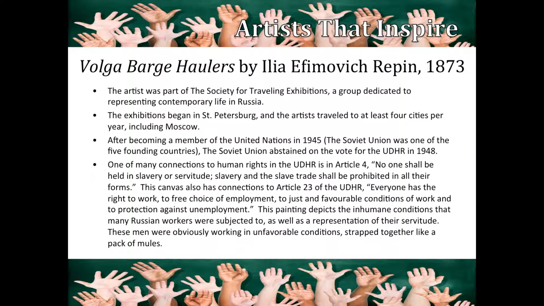After becoming a member of the United Nations in 1945, the Soviet Union abstained on the vote for the United Declaration of Human Rights in 1948. One of many connections to human rights in the UDHR is found in Article 4, and it has another connection in Article 23. This painting depicts the inhumane conditions that many Russian workers were subjected to, as well as a representation of their servitude. These men were obviously working in unfavorable conditions, strapped together like a pack of mules.